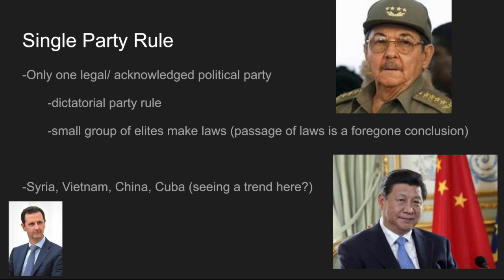Syria, Vietnam, China, Cuba. Hopefully you looked at those 4 countries and said, hey, wait a minute, 3 of those countries are communist. That is accurate. But again, it's not true communism there. It's much more of a single party dictatorship masquerading as communism to make the people understand why they're getting subpar goods and treatment and no real economic freedom. So there's your single party rule.